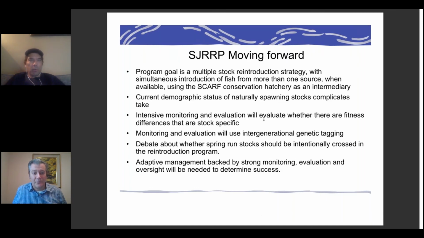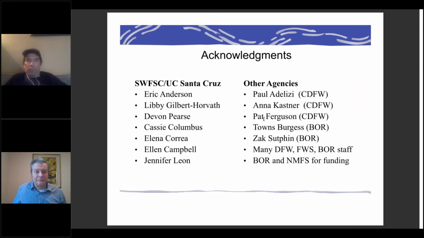And going forward, you guys know all this stuff. It's basically most of the things that I've just said. Adaptive management backed by strong monitoring, evaluation, and oversight is really what's going to be needed to determine success of the program. So lots of people to thank, including you all for your attention.